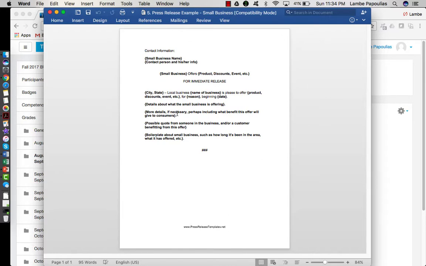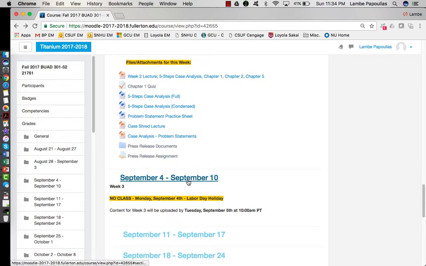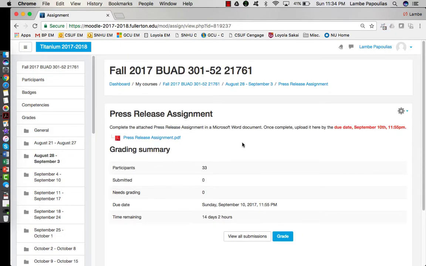So very similar to what we showed before. Make sure you have a good understanding of what you need to include, what you need to have. Remember, a press release includes the most important information at the top. So let's go ahead and take a look at your press release assignment. Click on this link here. Let's go ahead and click on the assignment.